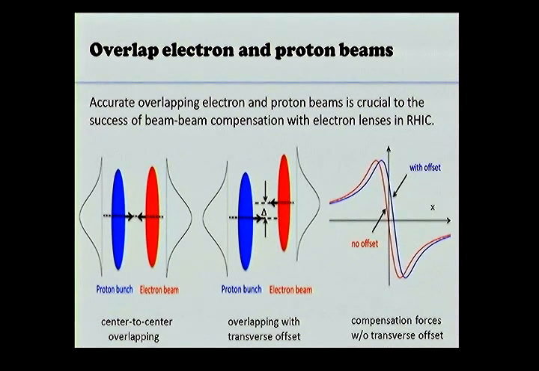Here I show the force from the electron beam. The horizontal axis is the distance of one proton particle to the center of the proton bunch. The red line shows the perfect overlapping, and the blue curve shows the offset errors. So from here you can see that with the same x, the force is different, even though the force is only shifted to the right side.